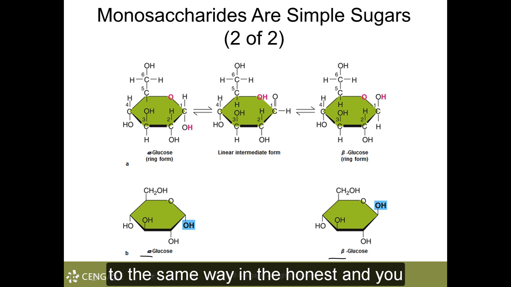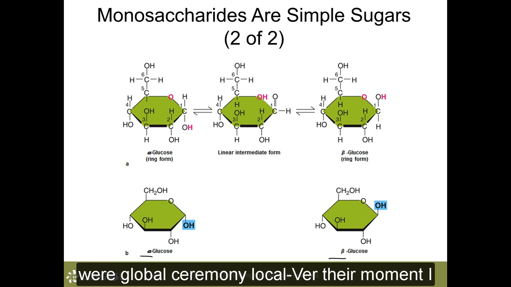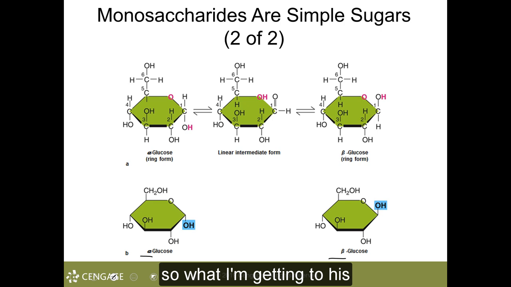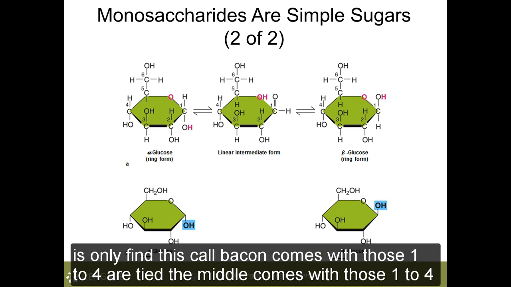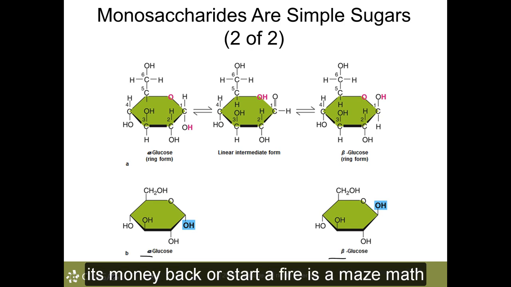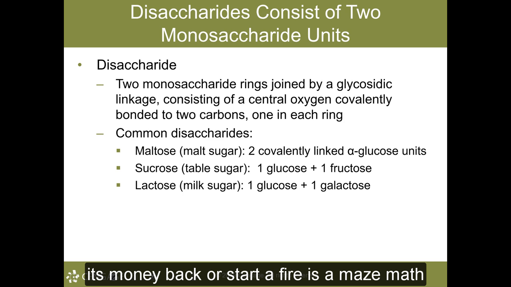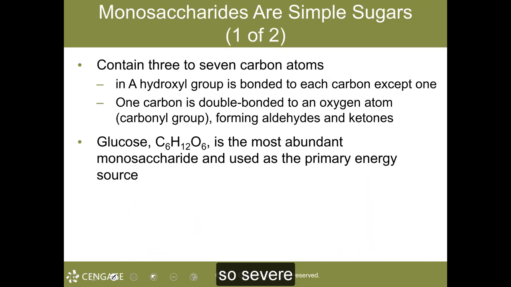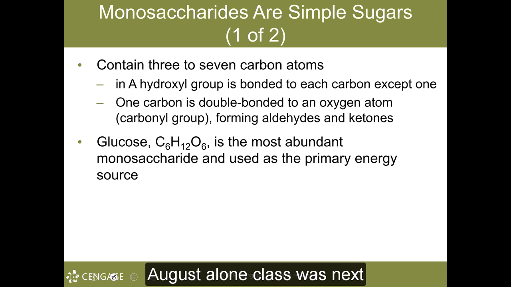So you're saying, wait a minute, Huff. I understand we're here with glucose here. I'm learning about carbohydrates, but I didn't know there are more than one type. So what I'm getting to is that we find this called beta glucose with those 1-to-4, I repeat, the beta glucose with those 1-4 linkages, well, we don't have the enzymes, class, to digest that form. Hence, when we eat, of course, dietary fiber is amazing to have. So from here, I'll just move it on, class, to what's next.